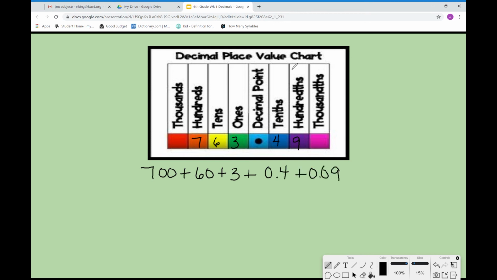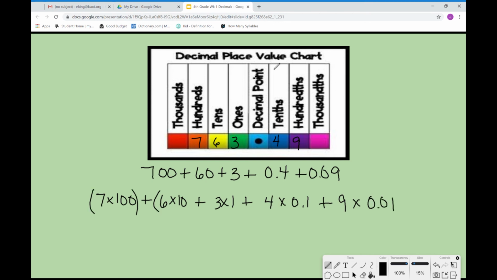When we expanded the number one step further, it looks like this. 7 times 100 plus 6 times 10 plus 3 times 1 plus 4 times 1/10 plus 9 times 1/100. We can add parentheses around the individual parts so that it is easily read, but it isn't necessary due to the order of operations. This concludes this week's lessons.